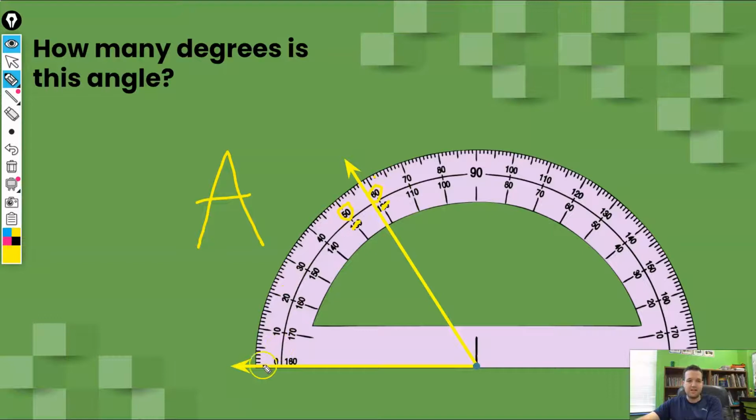If you wanted to, you could count, okay, here's 0, 10, 20, 30, 40, 50, 51, 52, 53, 54, 55, 56, 57, 58 degrees is what I would say this angle measurement is, which should make sense because it's 2 degrees less than 60.